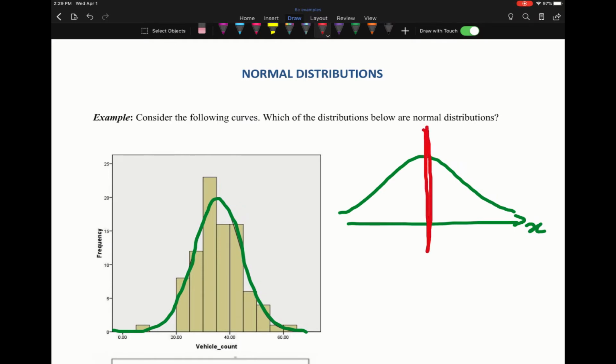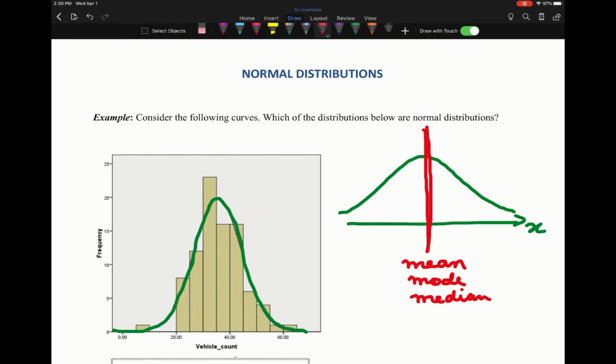And the middle of the data set for a normal distribution corresponds to the mean, which is equal to the mode, which is equal to the median as well. So these three measures, mean, mode, and median, are equal.